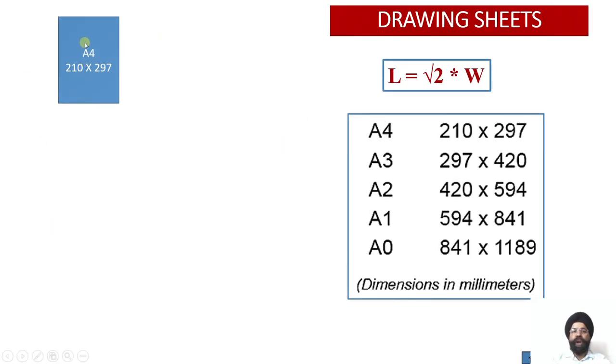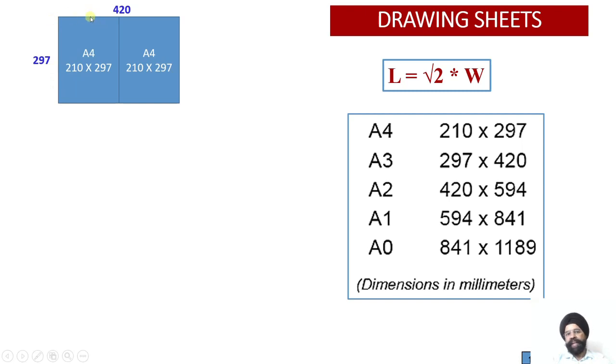So if we put two A4 sheets along their smaller dimension, which is 210, and add one more A4 sheet, this is going to give me one A3 sheet as a whole. Now the size of the A3 sheet: 297 remains the same, and 210 and 210 gives me 420. That is, the smaller dimension multiplied by 2 gives me the bigger dimension of the A3 sheet, whereas the bigger dimension of the A4 sheet now becomes the smaller dimension of my A3 sheet.